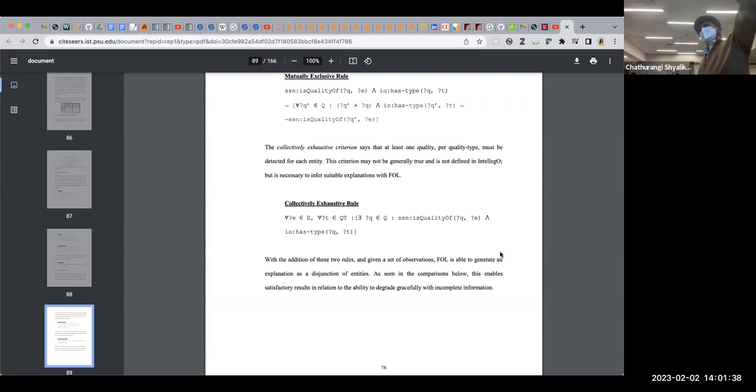So from observation to hypothesis is an abductive cycle, abductive reasoning, and from hypothesis back is the deductive cycle, asking for more information.